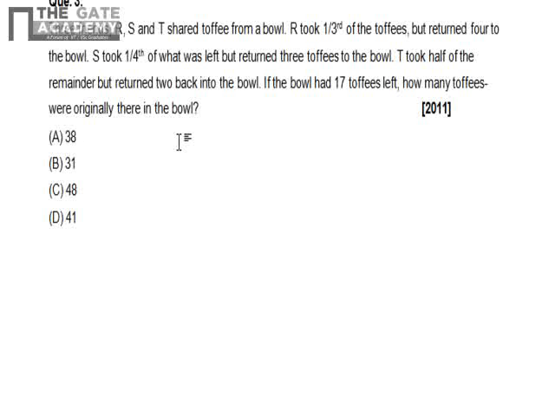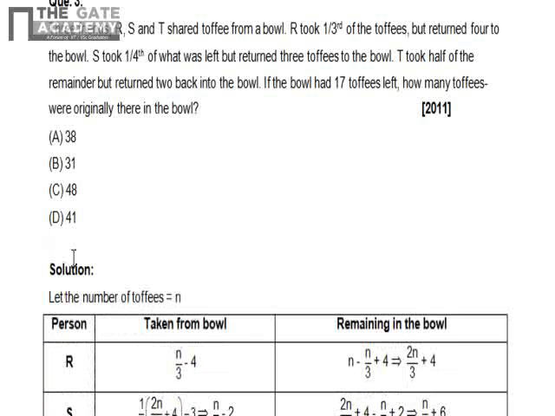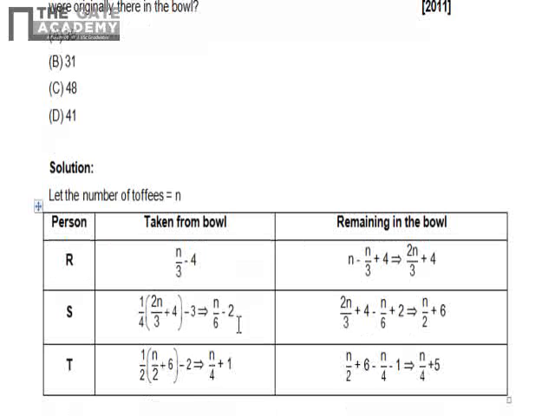We'll solve this problem by the traditional method also. Okay, the traditional method is a bit complex, and we'll see one shortcut also for how to solve this problem. Okay, the solution is this. The first step: R has taken 1/3 of the chocolate, then returned 4, and the remaining is this. Then S took 1/4 of the remaining, and then returned 3 chocolates. Then in the bowl the remaining is this.